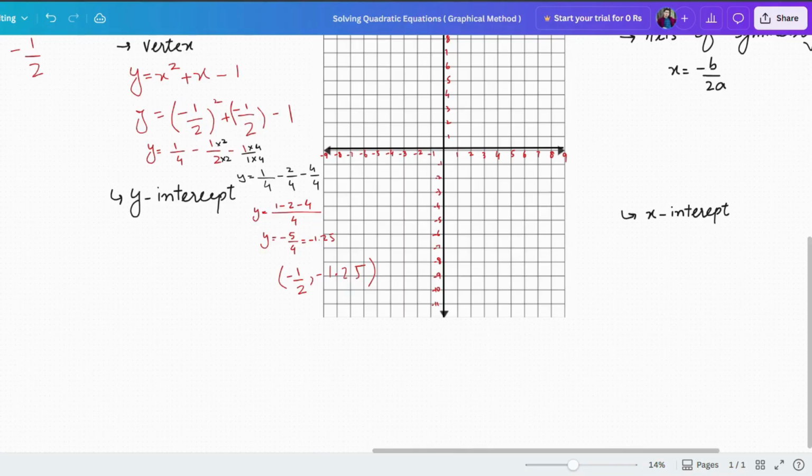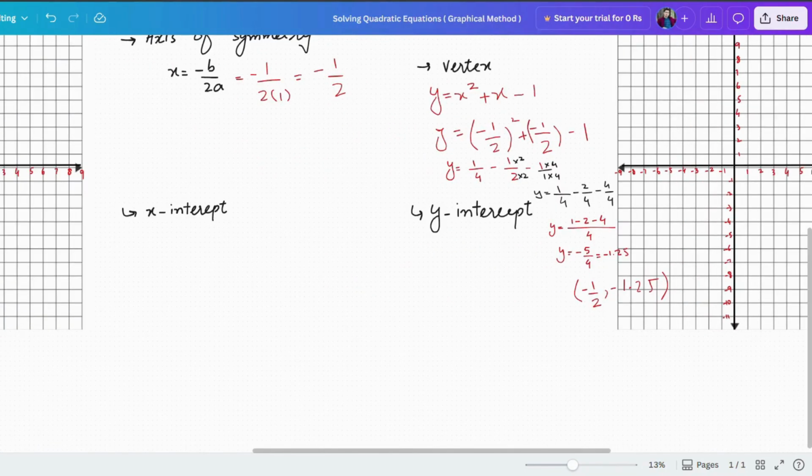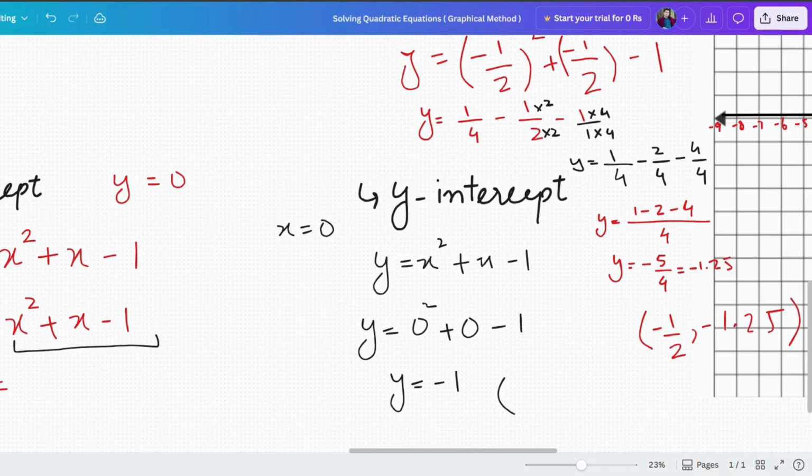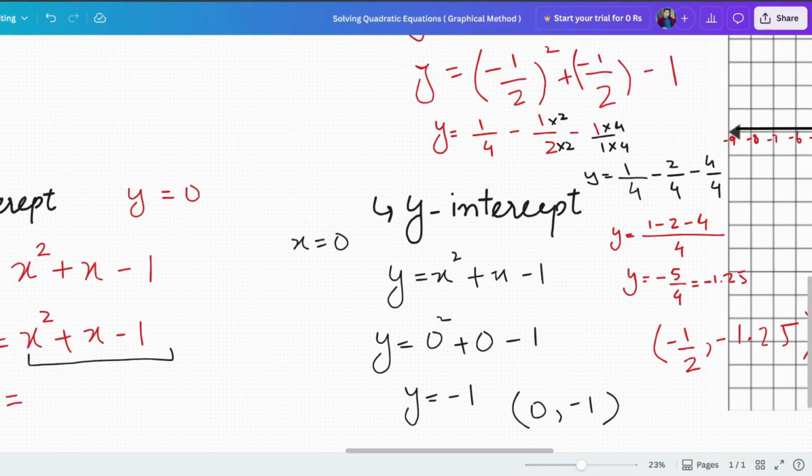This is our vertex. Now as we know the vertex already, we need to find out the x-intercept and the y-intercept. y is equivalent to x square plus x minus 1. For the y-intercept, x equals 0. So y is equivalent to 0 square plus 0 minus 1. So y is equivalent to negative 1. So for this one I got (0, negative 1) as my y-intercept.